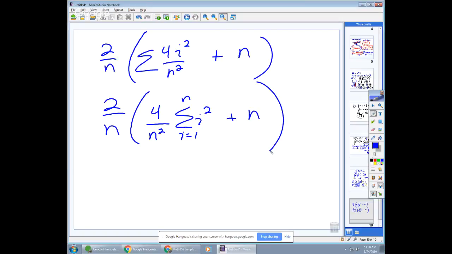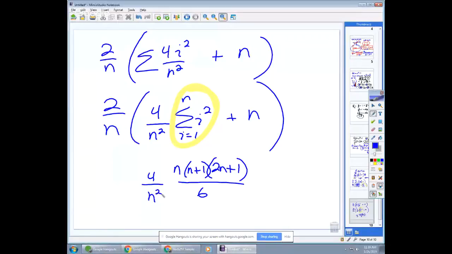It's stuck where it is at the moment. So we know a formula for that. It's n times n plus 1 times 2n plus 1 over 6. Put everything else back in. 4 over n squared, 2 over n, plus n.